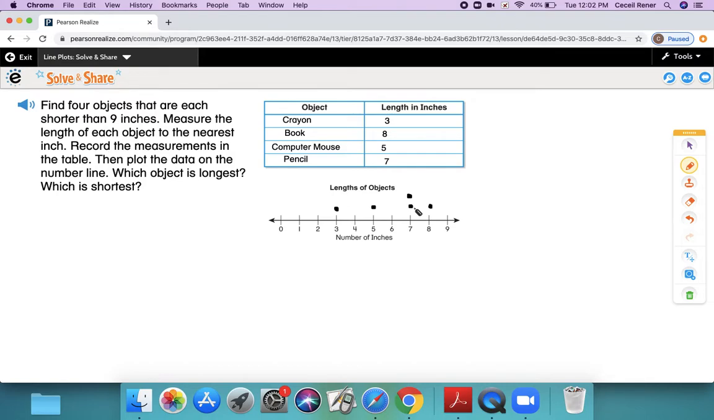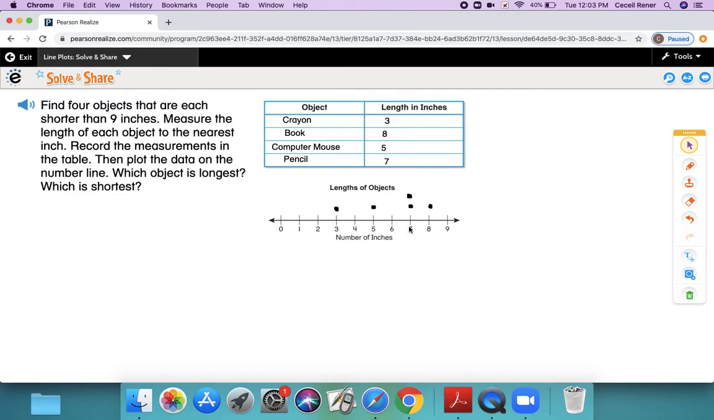So that's what we're going to do in the lesson that we're going to be working on. We're going to practice measuring lengths of objects, and then we're going to learn how to make a line plot to display our data. And then we're going to learn how to use our line plots to answer questions about the data. And this is nice because it's very visual.